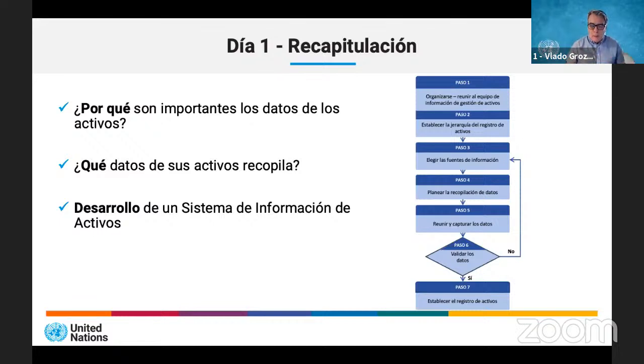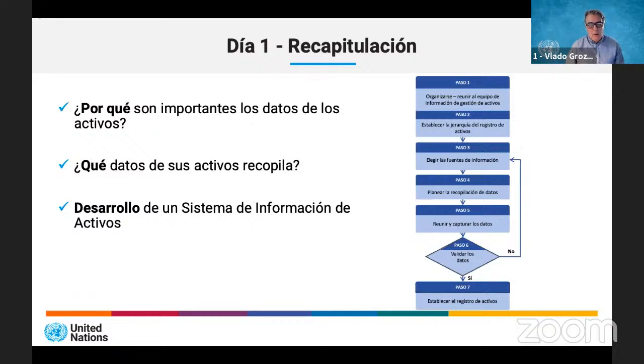When we are sure that our data is quite accurate, Marshall said yesterday about the 80-20 rule, then we can establish our register for sure, but we are not finished there. There is another step, step 8, when we are constantly maintaining and updating data. So these are the 8 steps we have seen yesterday and we have been going through.